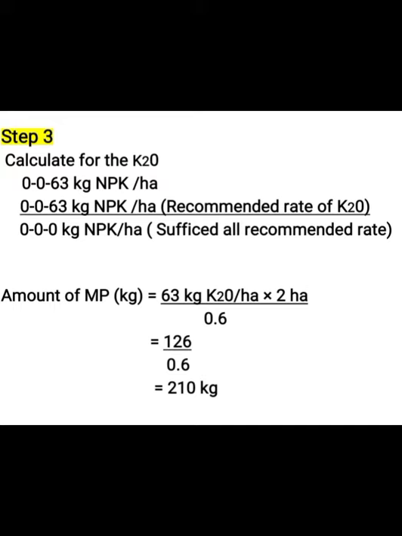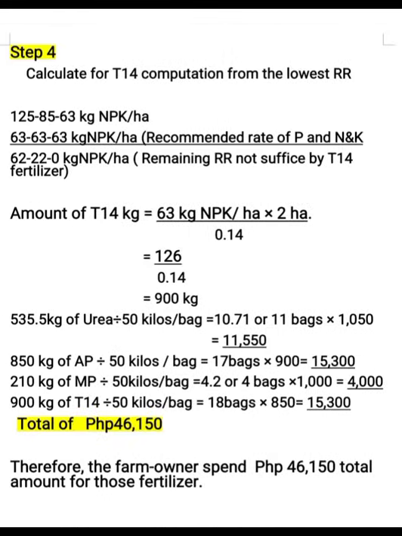Step 3. Calculation of potash. The remaining amount that I am not yet able to suffice is 63 potash per hectare. To get the recommended rate, I need to apply muriate of potash, which contains 60% potash. 63 kg potash per hectare multiplied by 2 hectares divided by 0.6 gives the answer of 210 kg, which means that for the recommended rate of 63 kg potash per hectare, it needs 210 kg muriate of potash applied to the field.